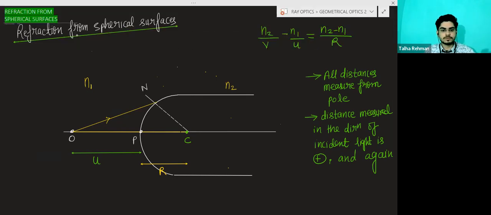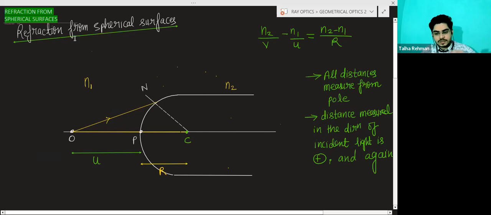This is the normal. For instance, suppose this ray is in the rarer medium and going to the denser medium. This N1 is the refractive index of this medium here, and N2 is the refractive index of the medium in which the light is going. This can be any other medium also, this spherical. So light is going from rarer to denser, suppose.